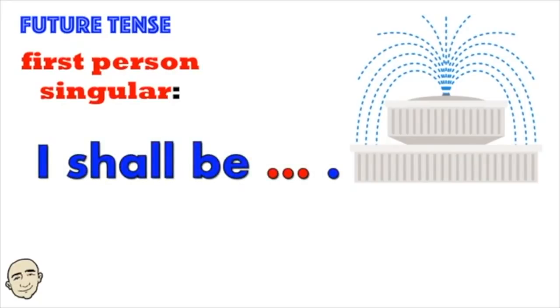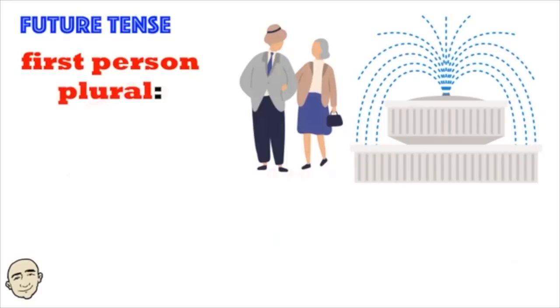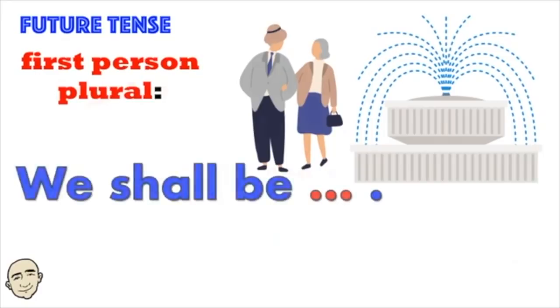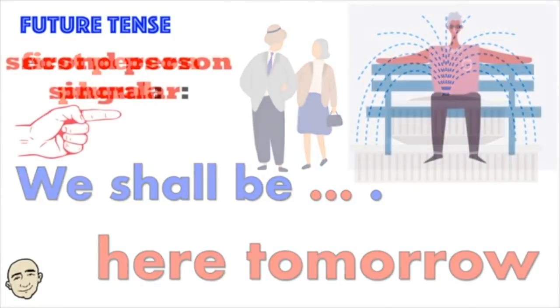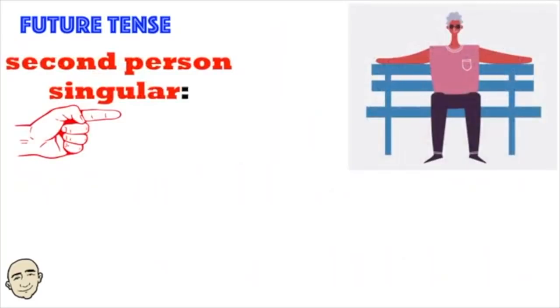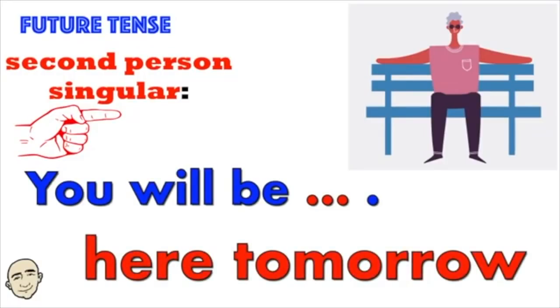I shall be. I shall be here tomorrow. We shall be. We shall be here tomorrow. You will be. You will be here tomorrow.